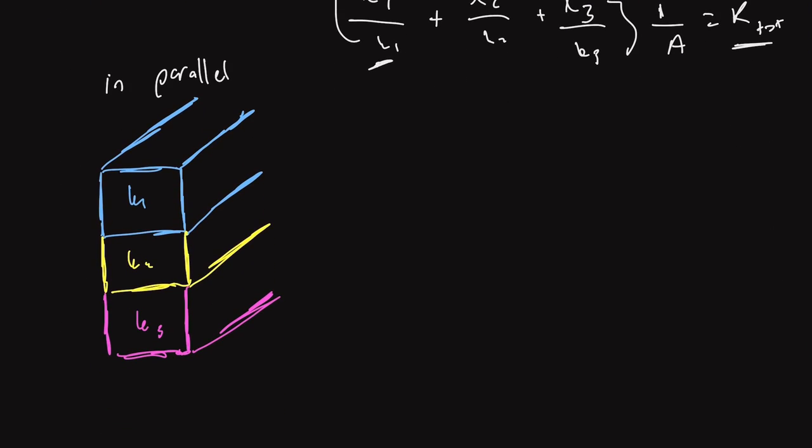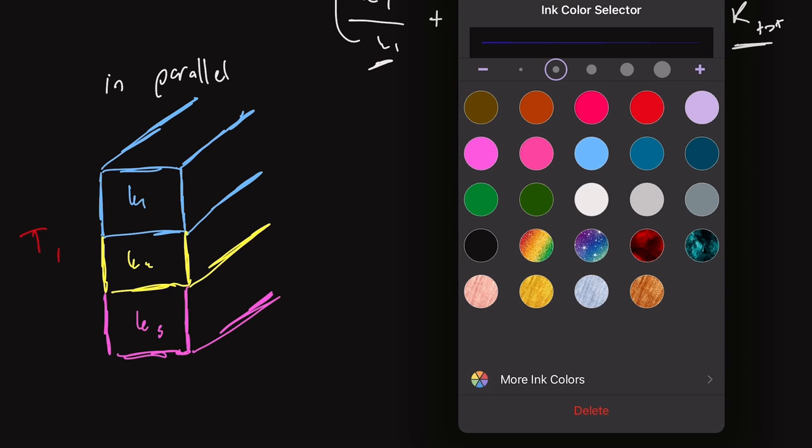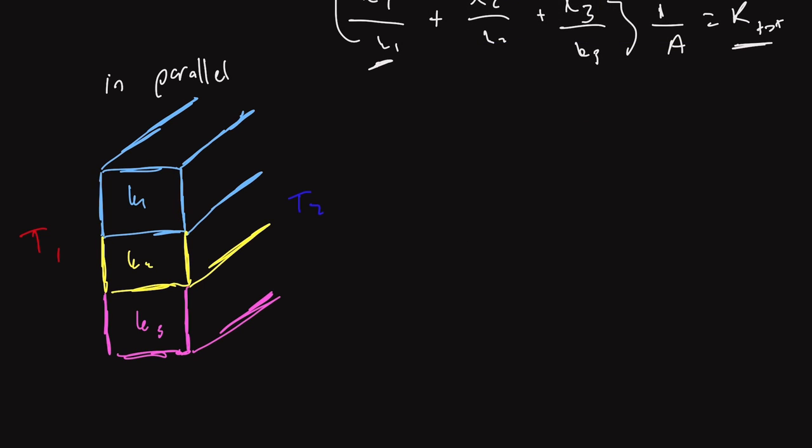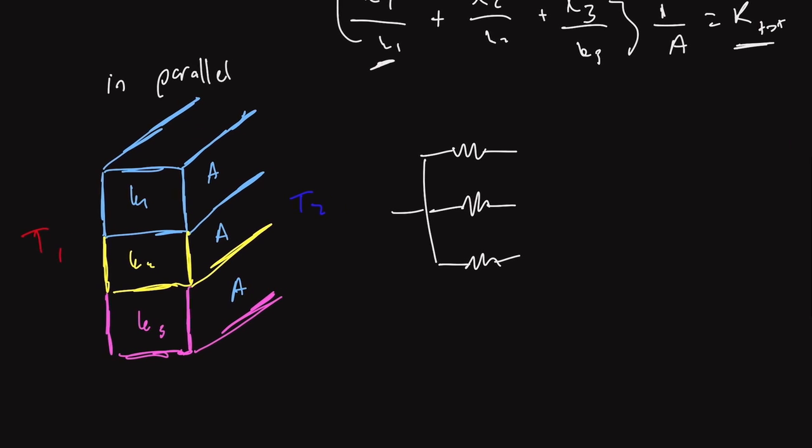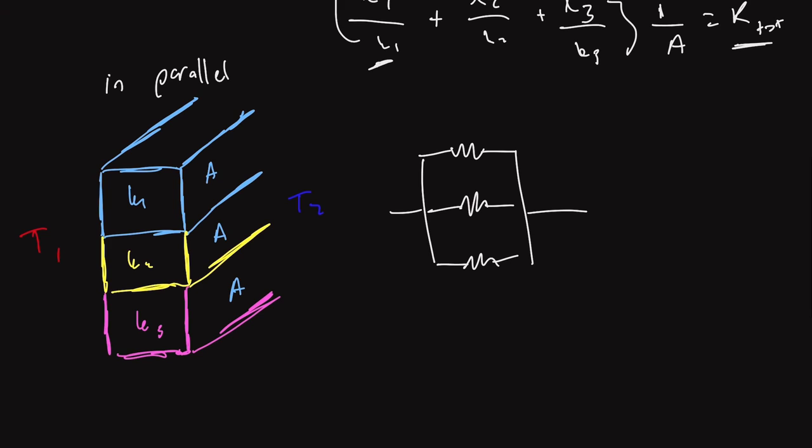So if I stacked some Legos on top of each other and we applied this same thing, what would it look like? So we've got T1 on the left here, T2 on the right. And each one of these materials, I will again, just for the sake of simplicity, say that they all have the same area, like that. How do we handle this system? Well, it's really just this, where we've got 3 resistors in parallel, and they're contributing to this total resistance.